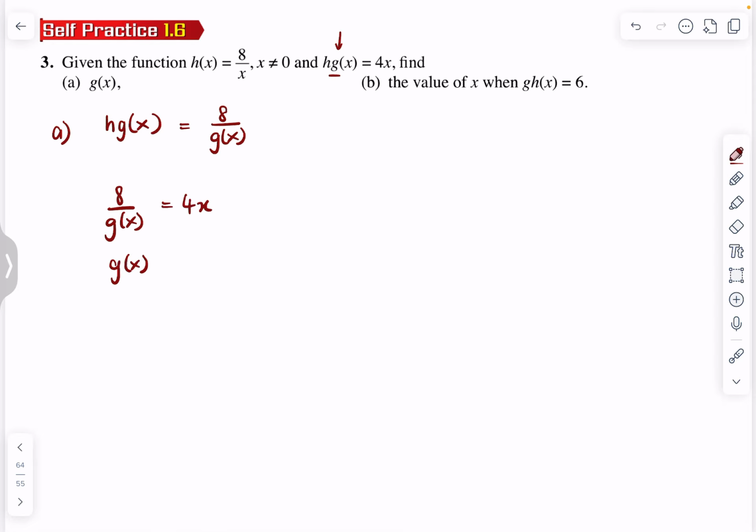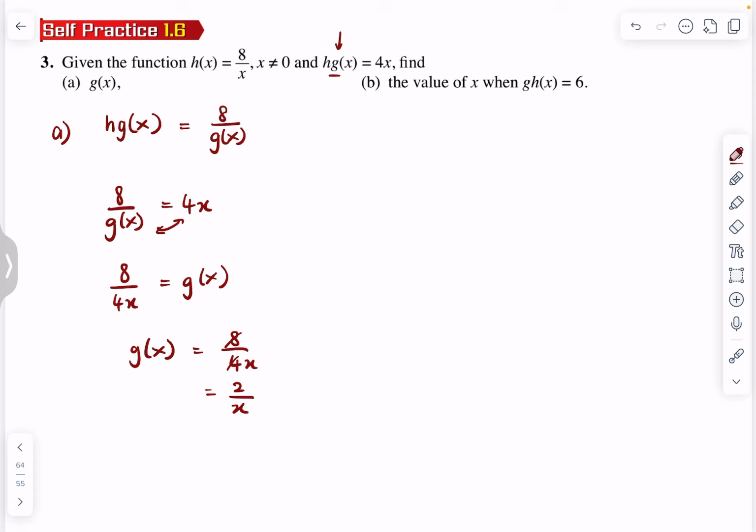Then we swap this, we'll get g(x). Okay, let me write it like this. So if you swap this, you put 8 over 4x equals g(x). Therefore, g(x) is 8 over 4x. But of course, we can simplify this. So this will give us 2 over x.